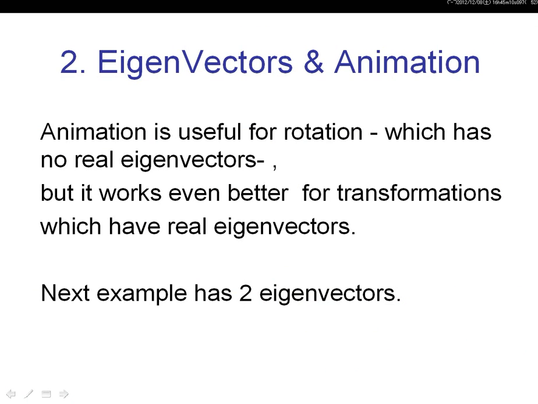Chapter 2, Eigenvectors and Animation. Animation is useful for rotation, which has no real eigenvectors, but it works even better for transformations which have real eigenvectors. The next example has two eigenvectors. It works as well for transformations which have one real eigenvector, but I'm going to skip it.